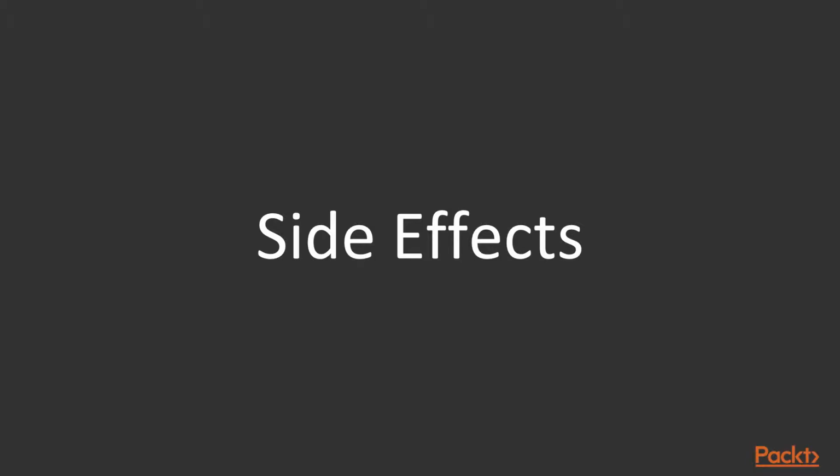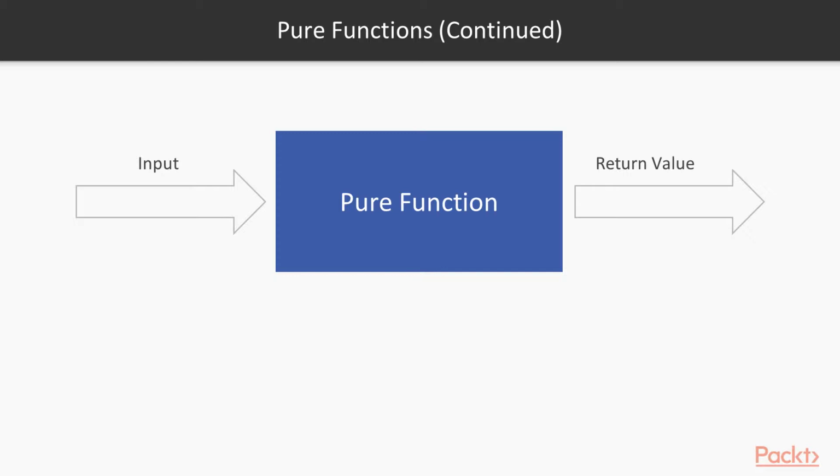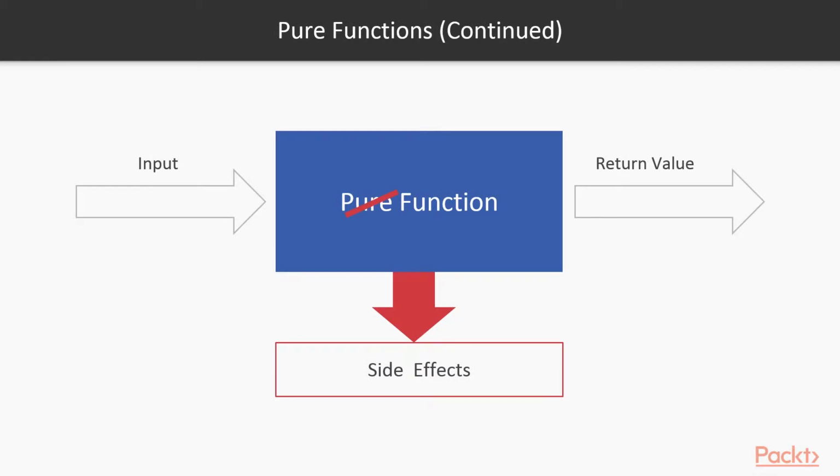But what is a side effect? It's when a function modifies the application state through means other than its return value. A pure function accepts some input and produces a return value. If that same function affects application state in some other way, like changing the value of an argument passed to it by reference, printing something to the console, for example, or changing a global or shared field, then those changes are considered side effects and the function is no longer pure.